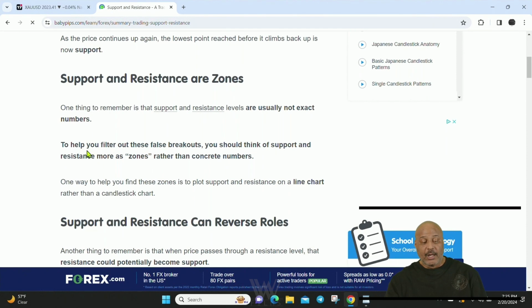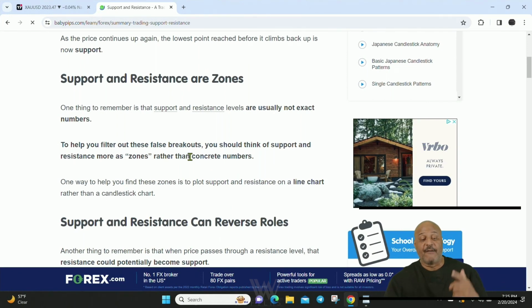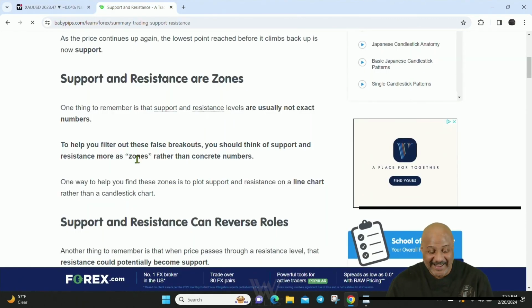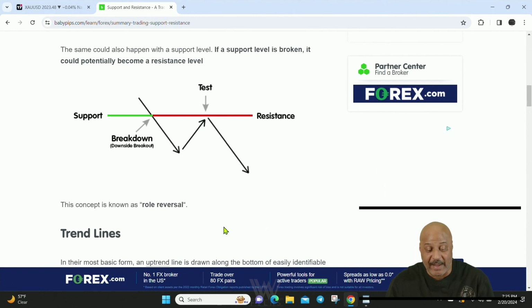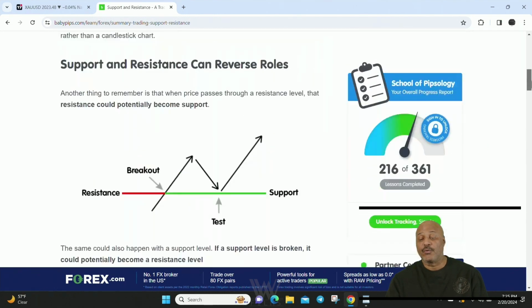To help you filter out these fake breakouts, you should think of support resistance more as zones rather than concrete numbers. Remember, fake out. What is a fake out? A false breakout. That's like a rhyme. I didn't mean to say that, but that's how it went down. So anyway, here we go. Support, resistance, breakdown. Came up here, it crashed through, came back to retest, and then came back. That's known as role reversal. Now, we didn't talk about that, but we did talk about the zones.